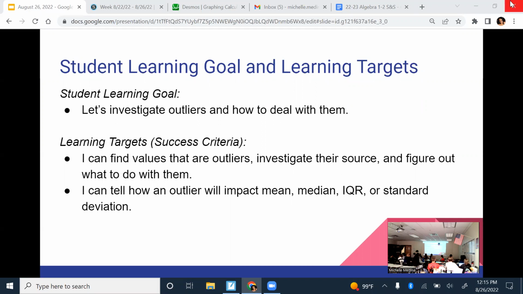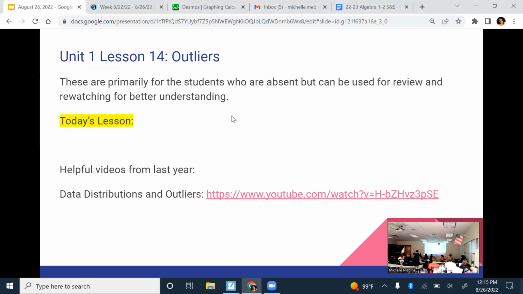If you can tell how an outlier will impact the mean, median, IQR, or standard deviation, then you are successful for today's lesson. I'm recording it right now. I'll link it in the slides.